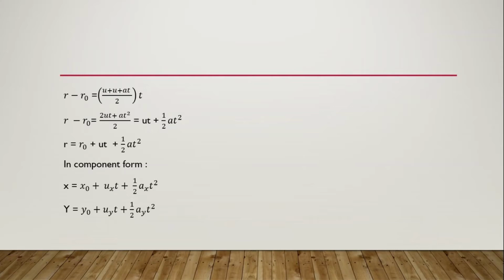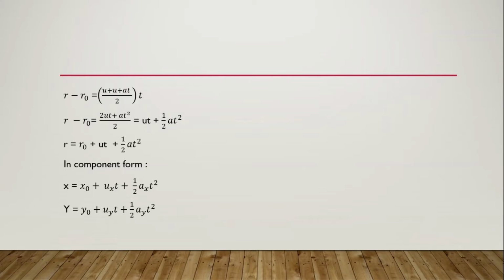So in component form, how can we write this equation? This equation is also similar to the equation we discussed in one dimensional motion, right? There we got s is equal to ut plus half at square. Here the displacement is r minus r naught. So r is equal to r naught plus ut plus half at square. In component form, we can write this equation along the x axis as x is equal to x naught plus ux into t plus half ax into t square. Then along the y axis, y is equal to y naught plus uy into t plus half ay into t square, right?